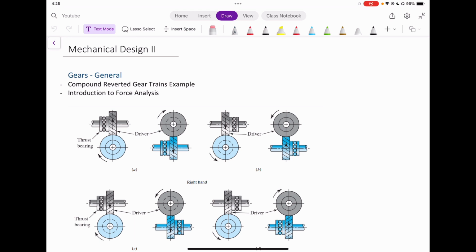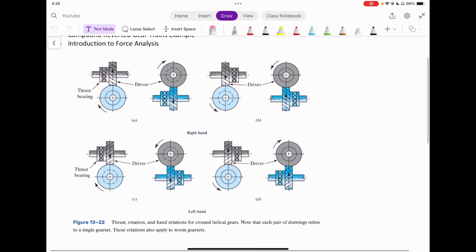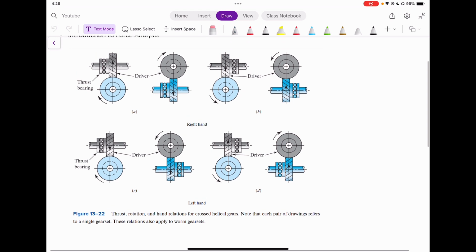So to start this video on compound reverted gear trains, we're going to take a step back really quick and just look at one figure that might be important to solve problems from a textbook or any situational problems where you would have the following type of design. So we haven't talked about this yet, but crossed helical gears are helical gears that can be basically mounted at 90 degrees from each other.